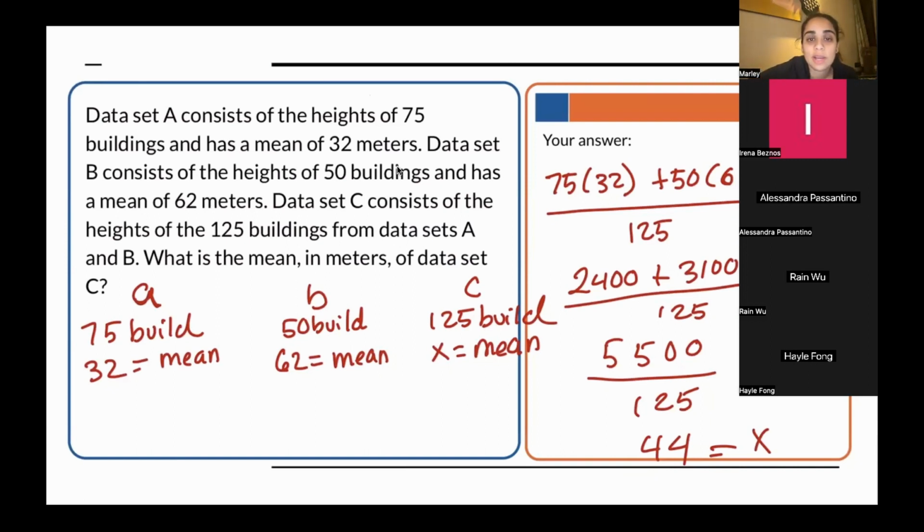So Eliana also asked, why are we multiplying the means? That's also why, because if you have 75 buildings and the mean is 32, you have to go almost backwards to get the full total, right? So mean is the total of all data entries summed up divided by the total number of entries. But if we only use 32 and 62, we have no way of weighting them for the differences. And so what we do is multiply, add it up, divide by the number of entries, which is 125, and then we get the mean.